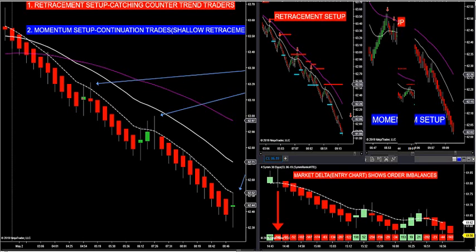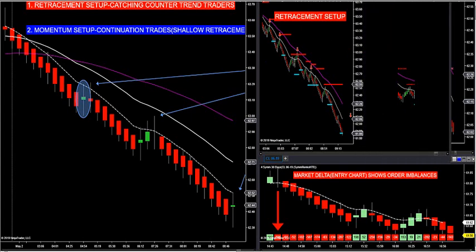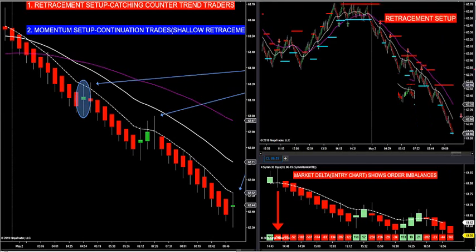So if I get an offset color bar that comes in, which we did here on the trend chart, I want to look at the retracement chart, not the momentum chart. If I were just cruising down in all red bars, I'm staring at the momentum chart, not so much the retracement chart. I think that's very, very important for you guys to understand, so there's no paralysis by analysis. So I'm going to show you how we like to enter these trades.